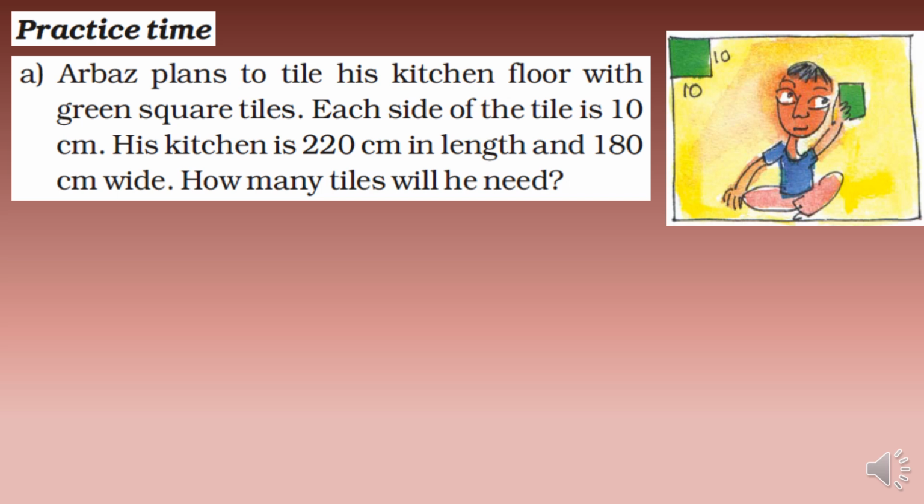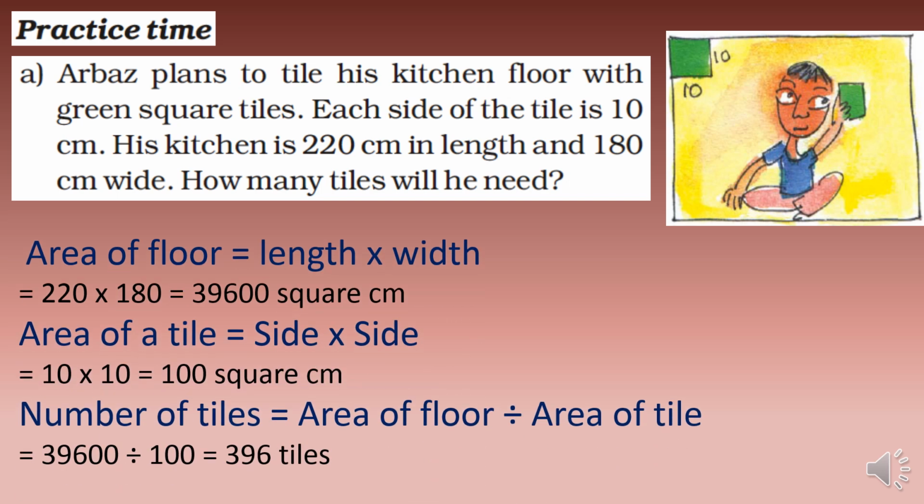See, you have a base on which you have to put a tile. So on the surface you have to put a tile. So let us see how we can solve it. Area of the floor, first of all we will find out, that is length into width. 220 centimeter in the length and 180 centimeter in the width. So 220 multiplied by 180 equals 39,600 square centimeter.